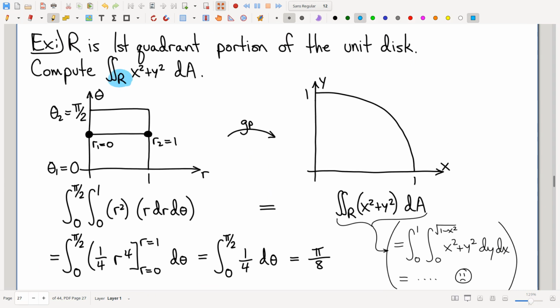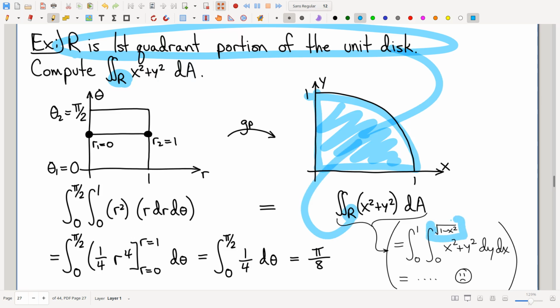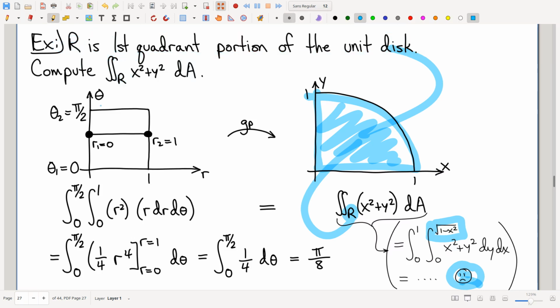So let R be this right here, the first quadrant portion of the unit disk. And with that being our domain for an integral, notice that's going to put square roots into our inner bounds, which means we're going to have square roots in our outer integrand, and that makes for an unhappy integral that nobody wants to do. There's trig substitutions, and who wants to do that? So I'm going to say that this is a bad domain. We don't like this domain.